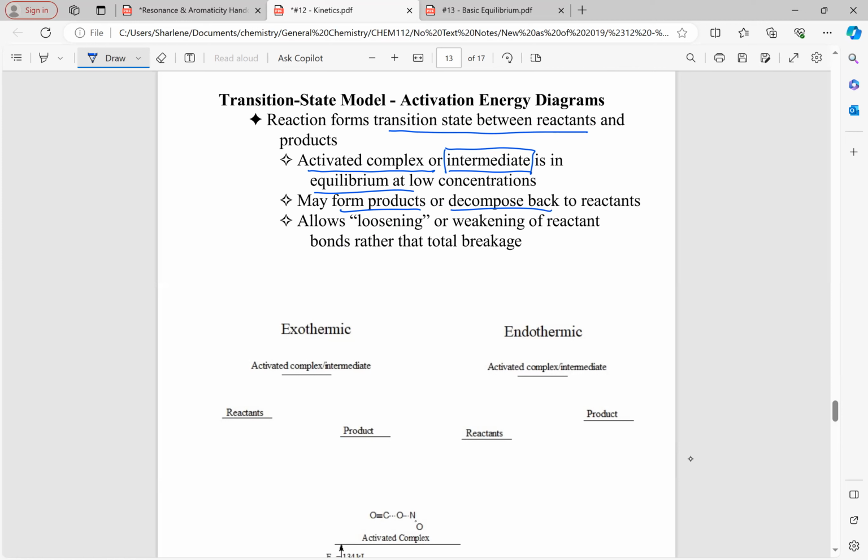And here's the power of this theory. It allows loosening or weakening of the bonds or making the bonds rather than just collide, whammo, it's done. Okay, so that's really its power. So exothermic, yes, negative delta H, heat comes out. If you have your reactants, there's a minimum amount of energy and then it goes down. So if you'll notice, this one is lower.